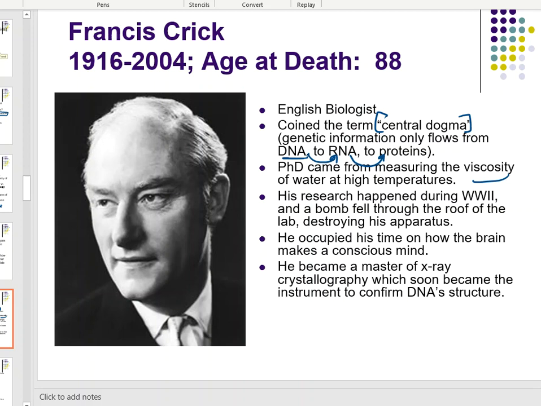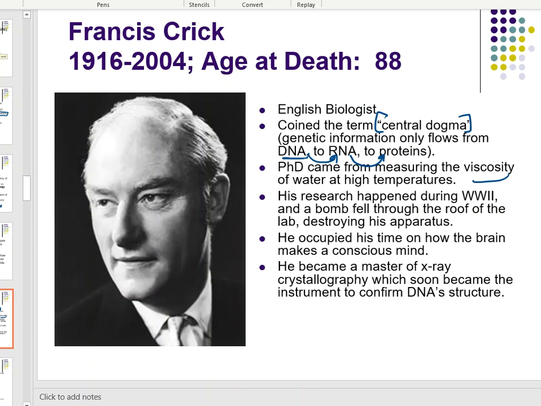He also really focused a lot of his time on the brain. He wanted to know how the brain operated and what made the brain churn and what made it think and what made it remember and how could we go back and remember memories and that kind of stuff. So how does it make a conscious mind? This was something that he, of course, dabbled into but didn't make too much leeway in.